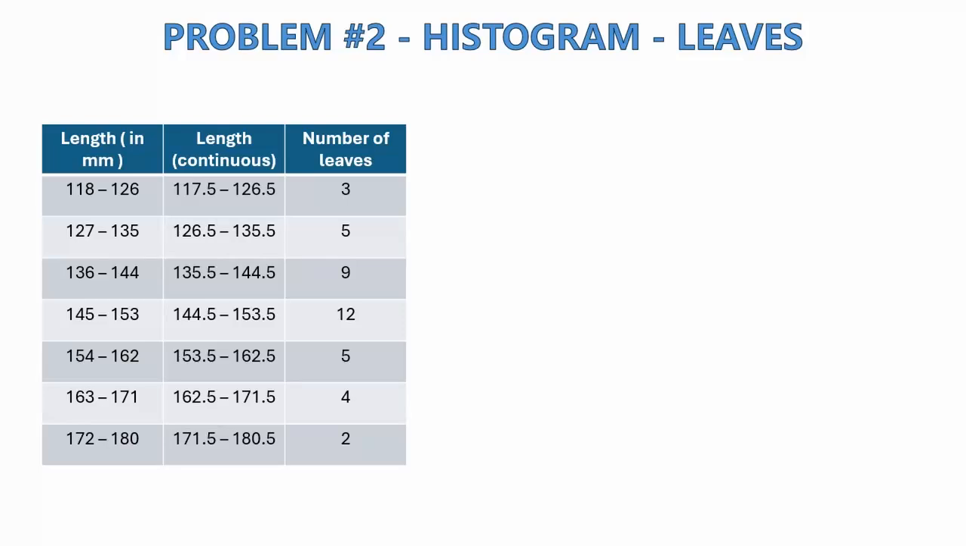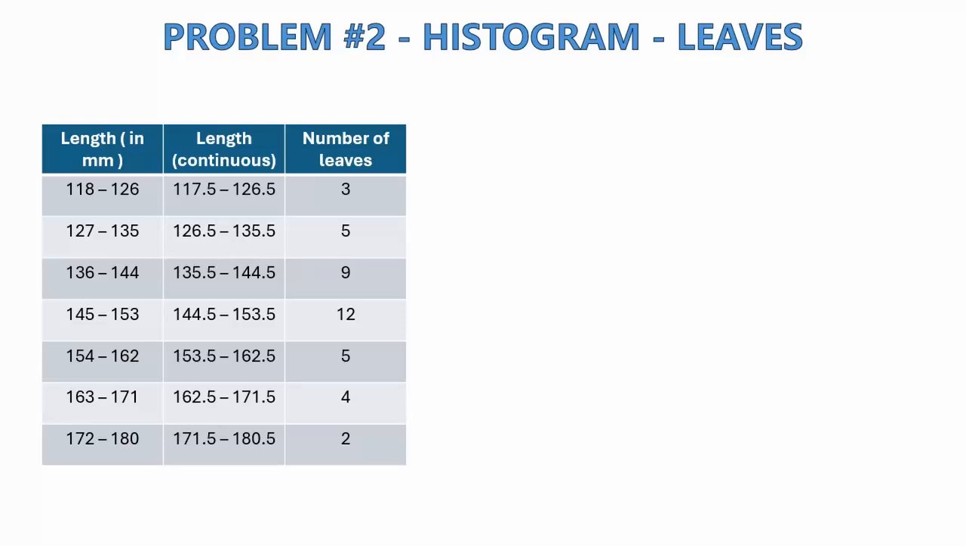Now remember, to plot a histogram you need continuous intervals. Okay, so you can see that 118 to 126, after that the interval starts from 127 to 135. So how do we make it continuous? We just extend 0.5 on either side. So instead of going from 118 to 126, we go from 117.5 to 126.5. Similarly, for the second interval, instead of going from 127 to 135, we take it from 126.5 to 135.5, and so on and so forth, and make it continuous. Okay, so this enables us to use continuous values on our x-axis and hence plot a histogram.